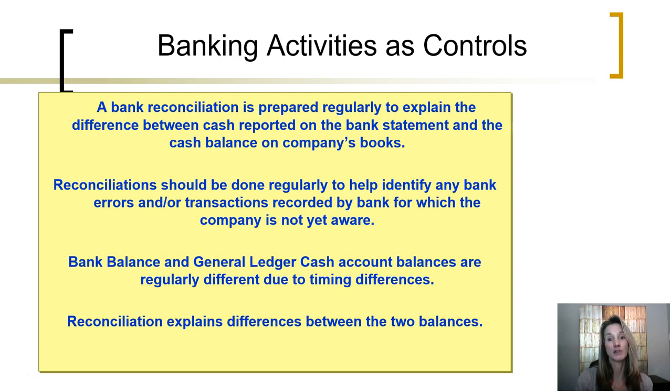Reconciliations should be done regularly to help identify any bank errors or any transactions that were recorded by the bank for which the company had not been aware and had not yet recorded. The bank balance and the general ledger cash account balances are regularly different due to timing differences. And by timing differences, we mean transactions that are recorded by one but hadn't been recorded by the other side at the time of the bank statement. And the reconciliation will explain the difference between the bank balance and the general ledger cash balance.